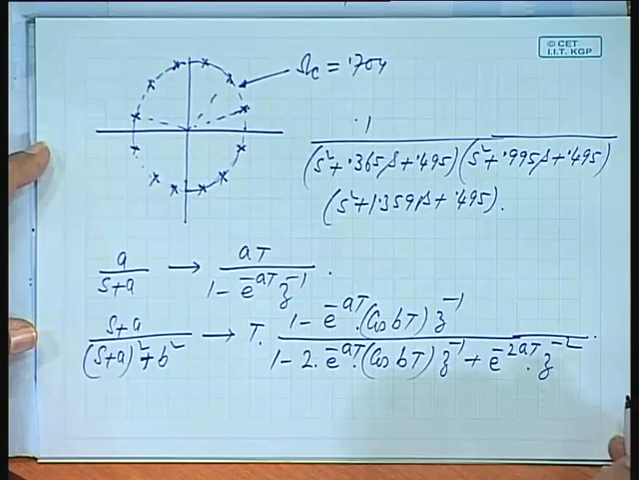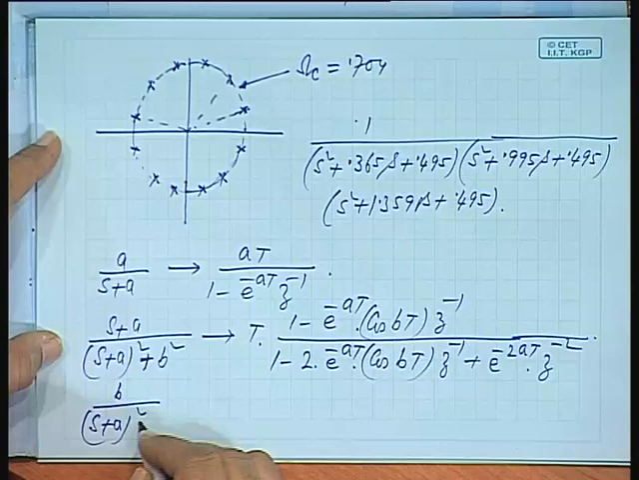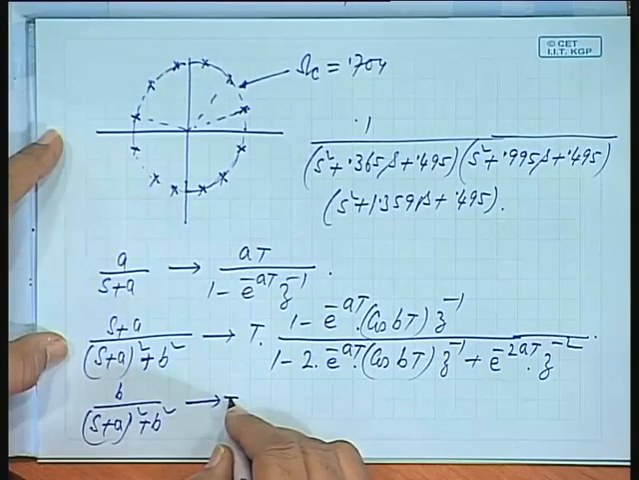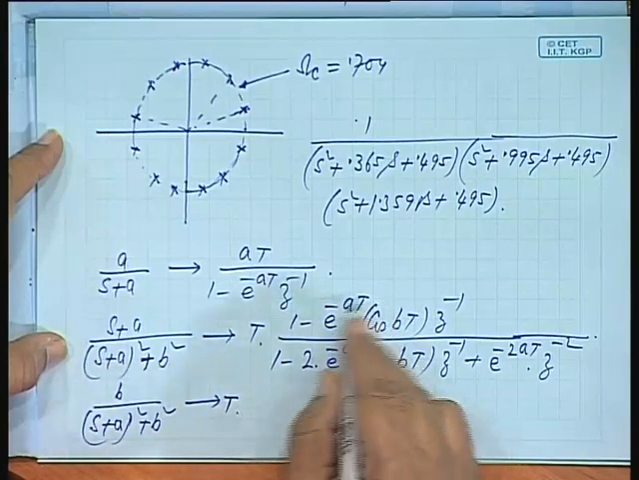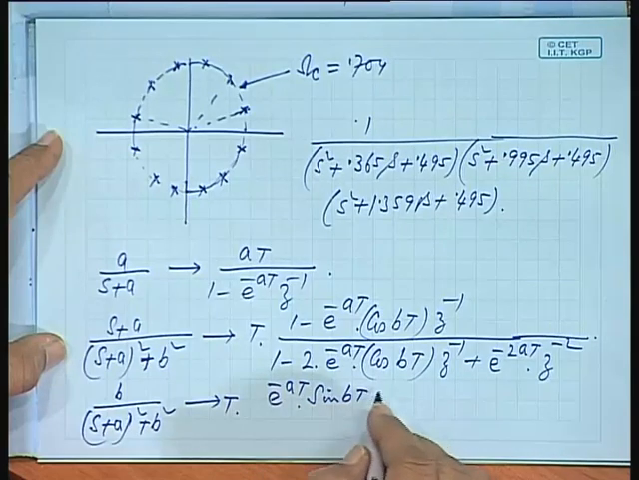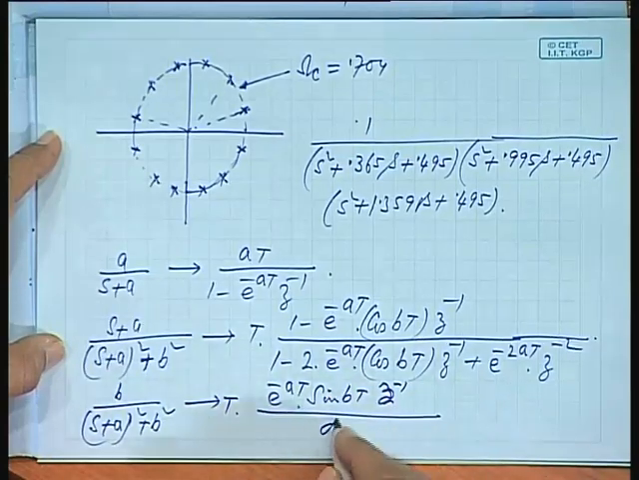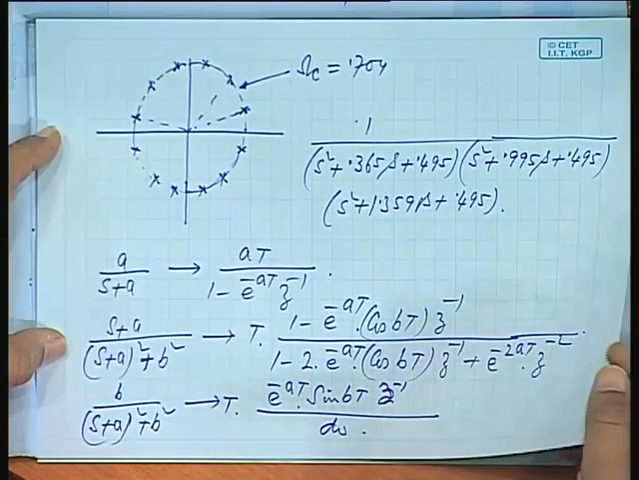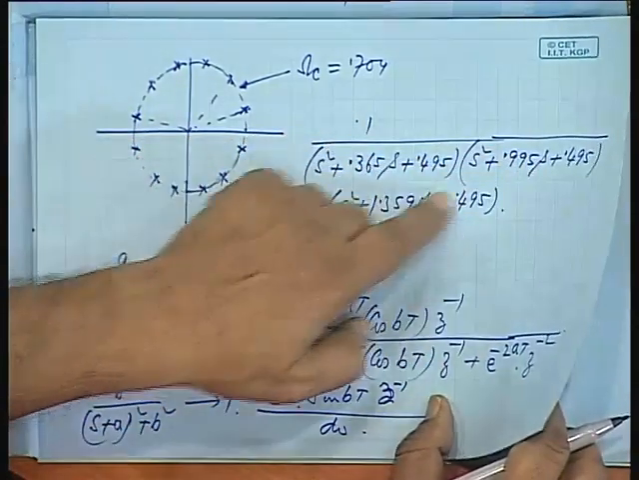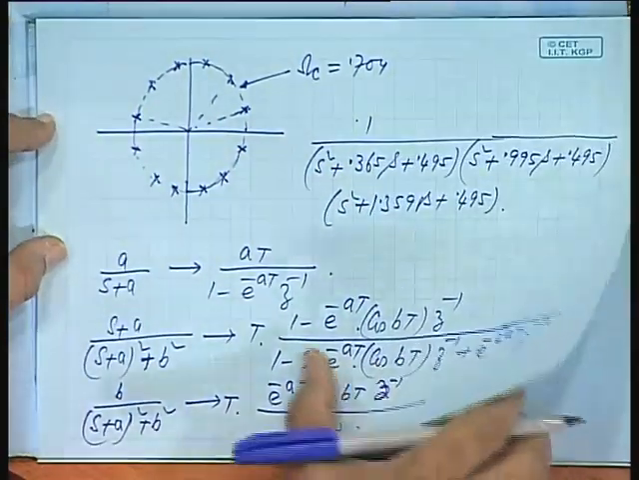Is that all right? Similarly, b by s plus a whole squared plus b squared will give you t into e to the power minus at sin bt z inverse, okay, divided by same denominator. All right. So, this we derived earlier. So, we will be making use of this, making partial fractions of this H s and then making substitution correspondingly.